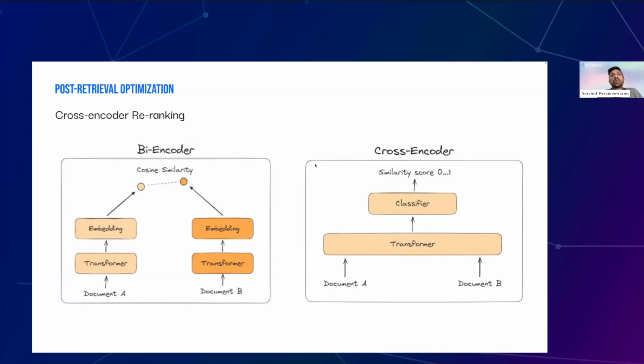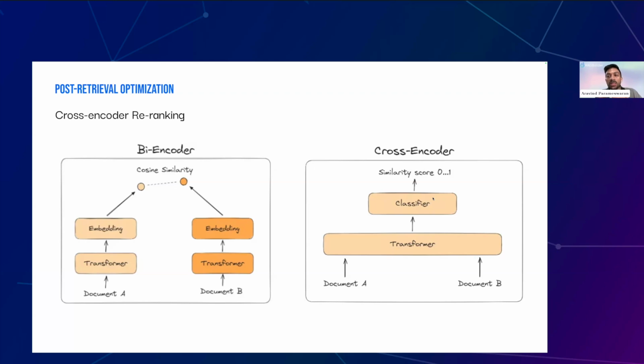One approach is to do a two-pass method where you use the bi-encoder approach to come up with, say, 100 candidate documents, which are potentially the most similar to the query that we are trying to answer. And then you use the cross-encoder on top of these 100 documents.